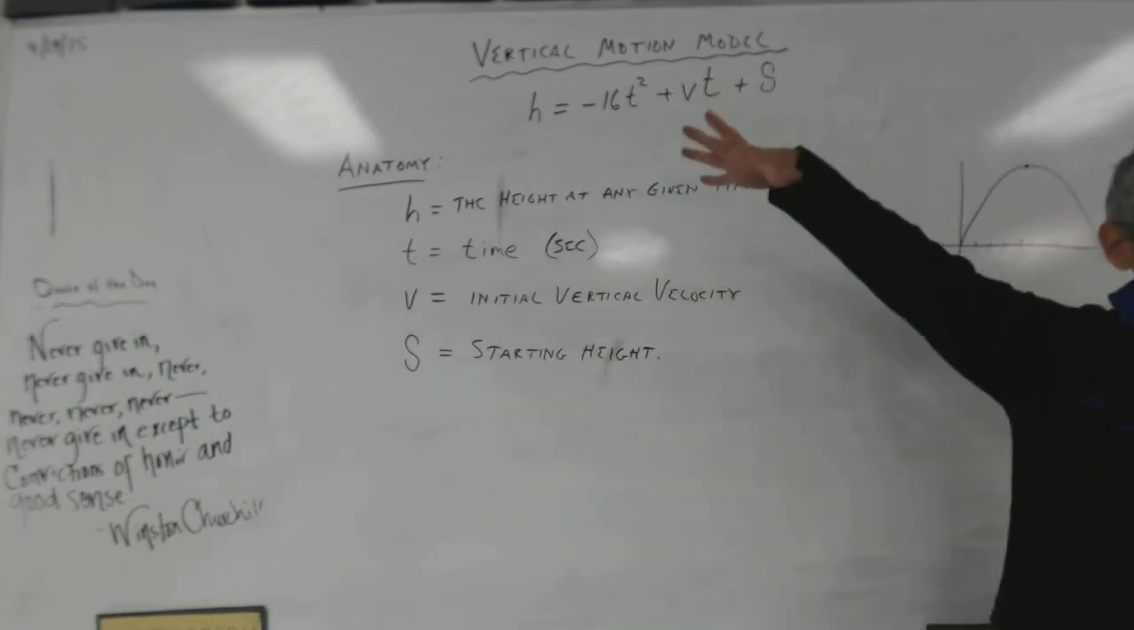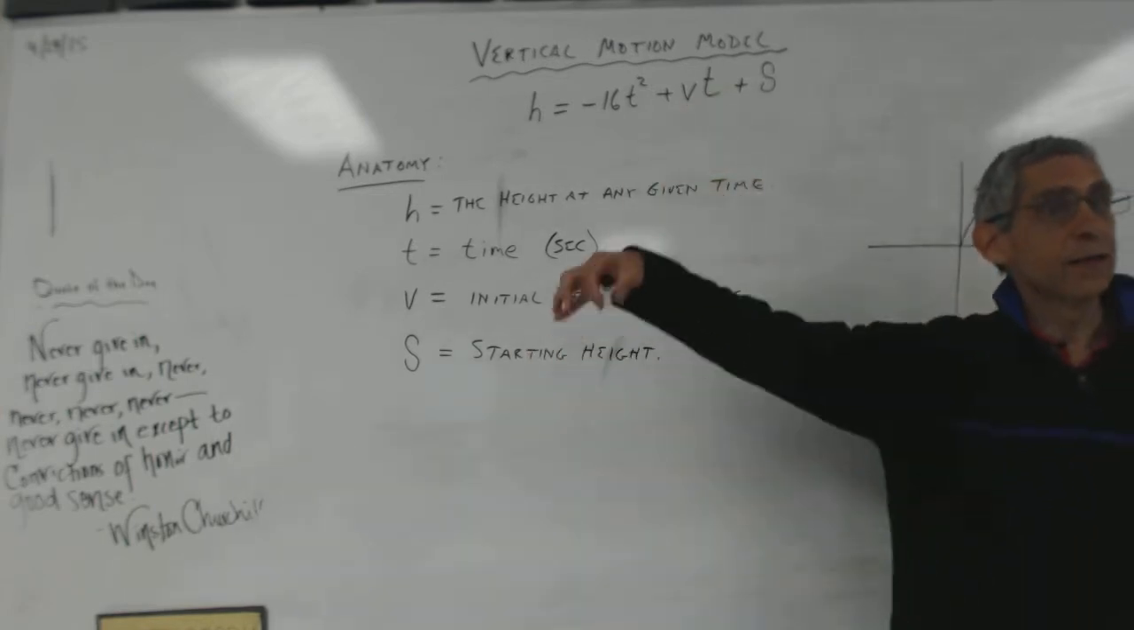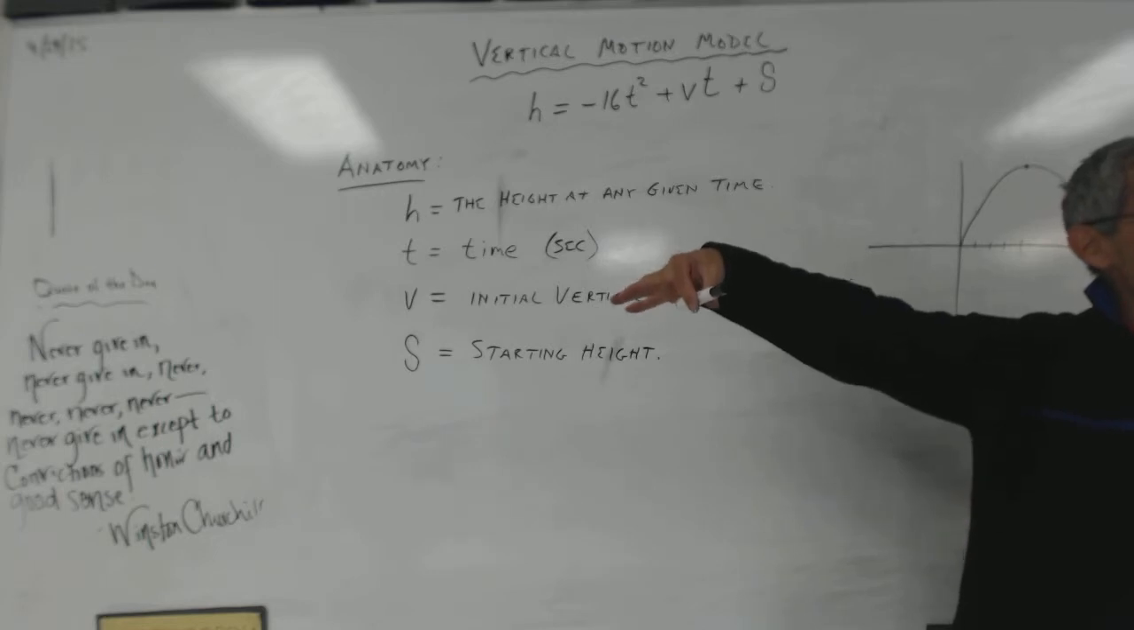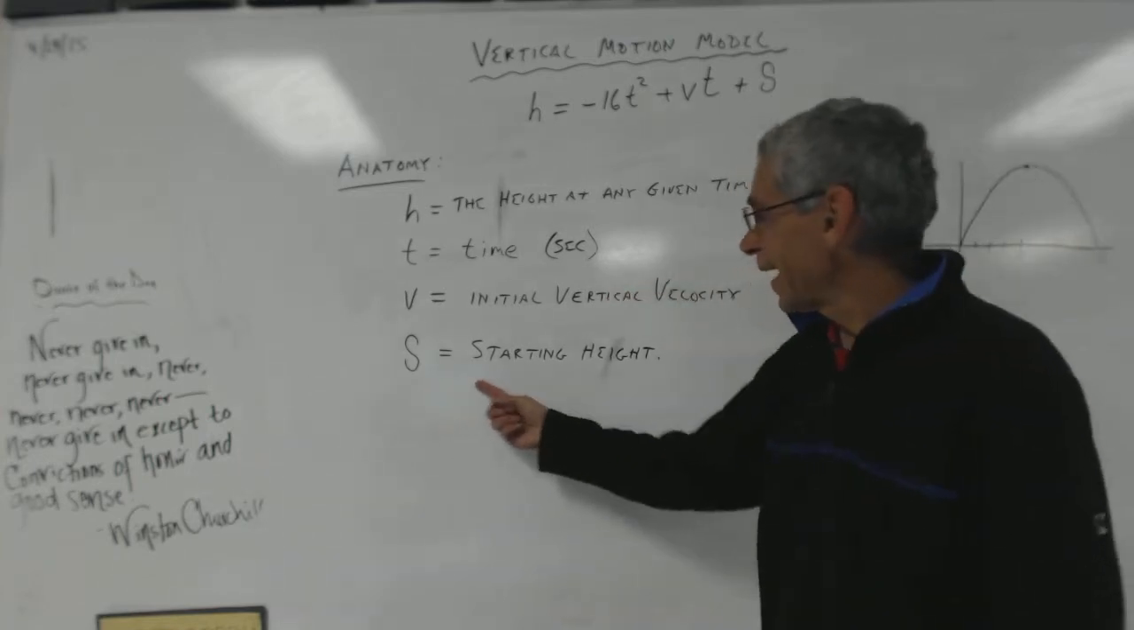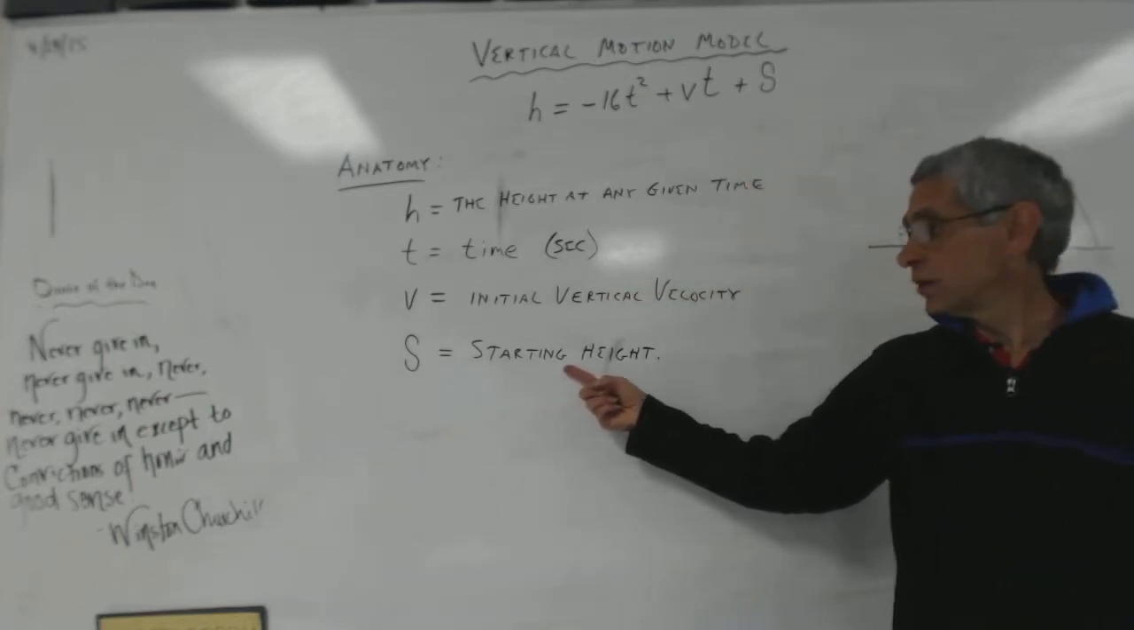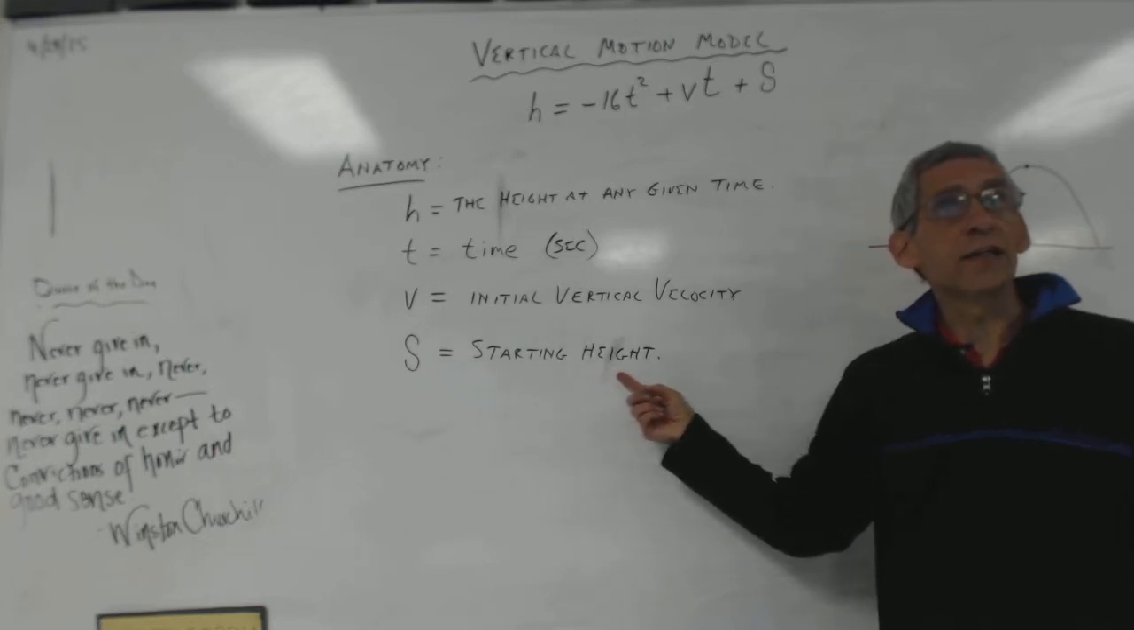But if I just drop it, right? Was there any vertical velocity? Yeah, I just dropped it. So vertical velocity is 0 if I just drop it. Does that make sense? You get that? Okay. S is the initial, the starting height.